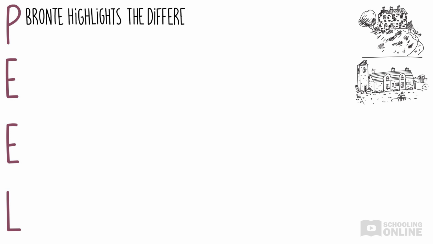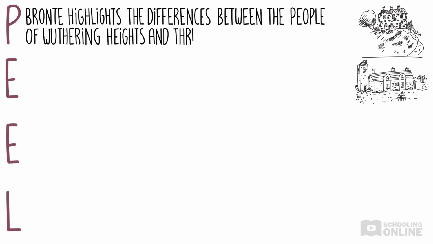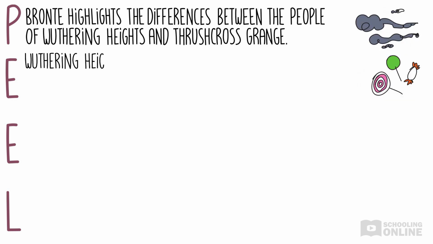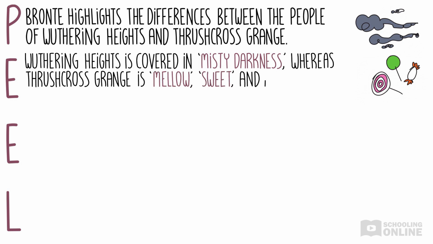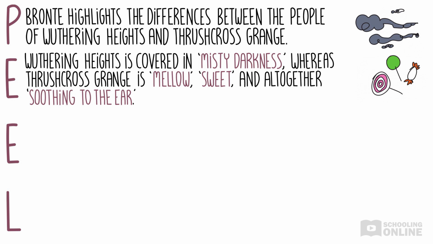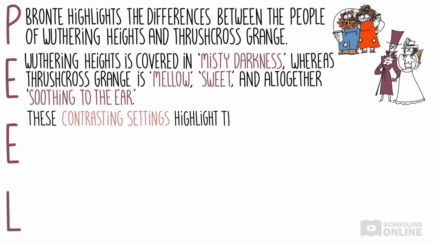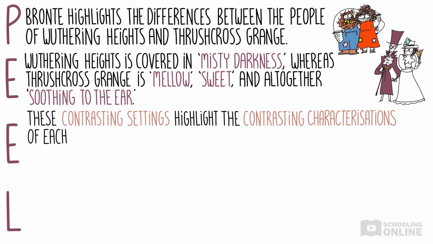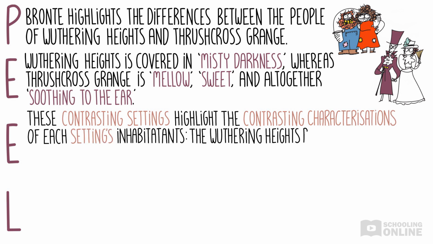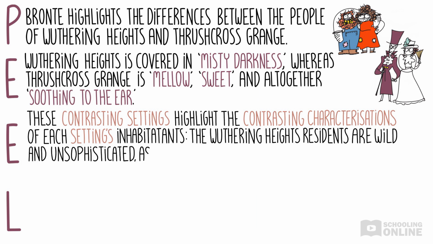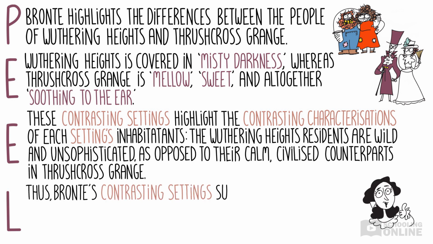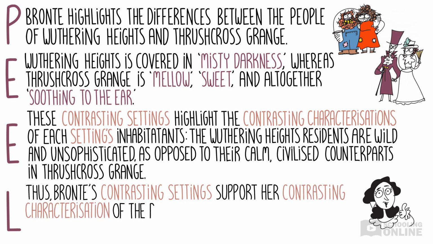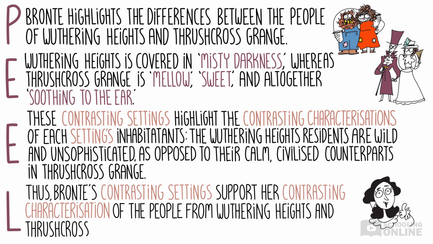Bronte highlights the differences between the people of Wuthering Heights and Thrushcross Grange. Wuthering Heights is covered in misty darkness, whereas Thrushcross Grange is mellow, sweet, and altogether soothing to the ear. These contrasting settings highlight the contrasting characterisations of each setting's inhabitants. The Wuthering Heights residents are wild and unsophisticated, as opposed to their calm, civilised counterparts in Thrushcross Grange. Thus, Bronte's contrasting settings support her contrasting characterisation of the people from Wuthering Heights and Thrushcross Grange.